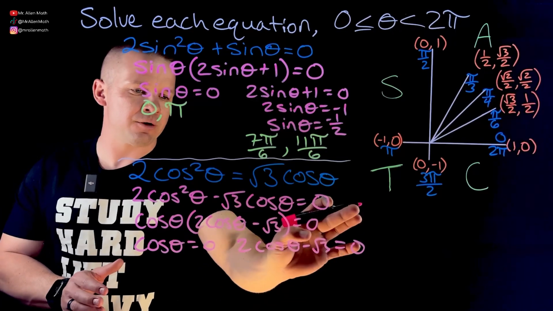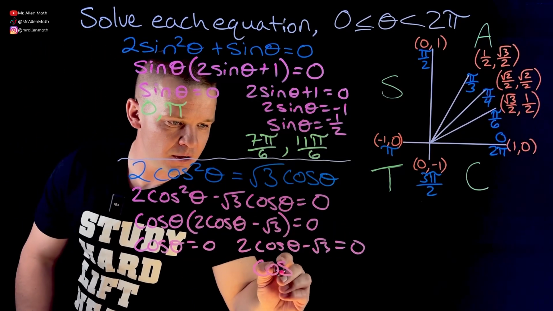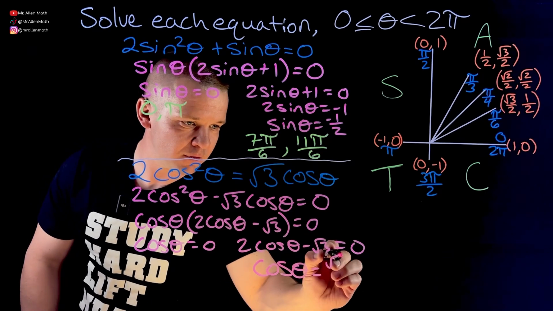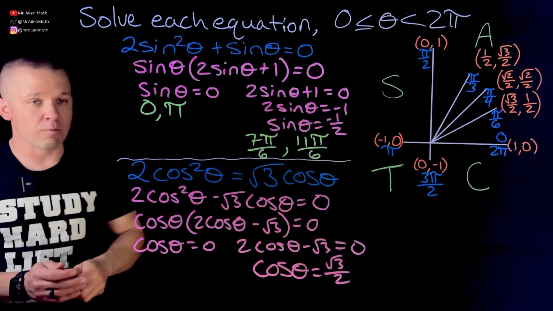But this one, I'm going to add root 3 and divide by 2. I'm going to do that all on the fly here. So we got cosine of theta equals positive root 3 over 2. Now we are ready to solve.